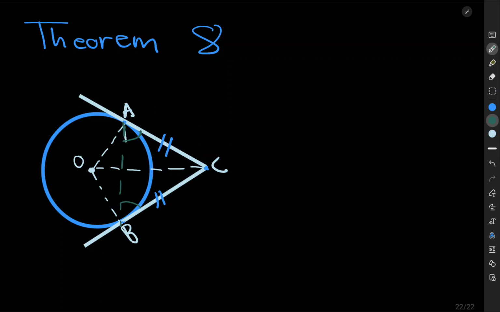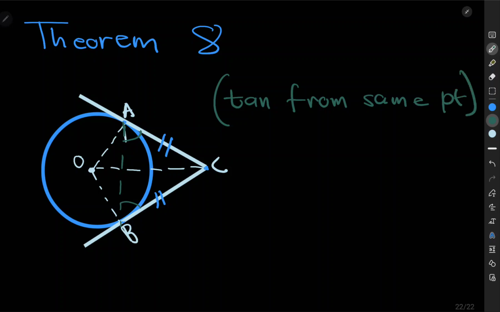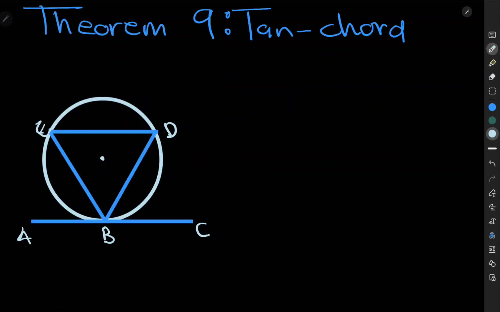So that is theorem number 8, and to write it down, it basically says that it's tangent from the same point, just say PT. It's tangent from the same point basically. So if you have two tangents from the same points, in which obviously those points are the point of tangency, then we can assume that those two tangents will be the same if they meet again at point C. Okay, so yeah, that's theorem number 8.